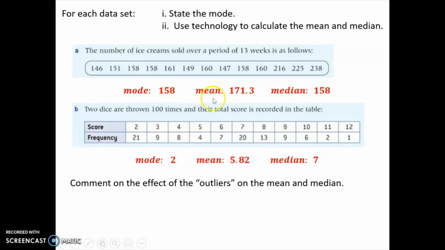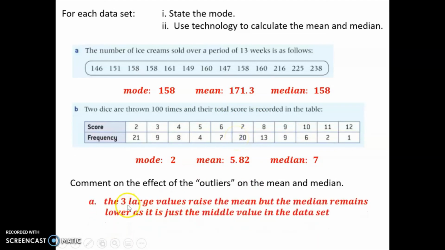And then notice what they did to the mean. Notice the mode and median stayed at 158, whereas the mean was much higher. Why? Comment on that. And then look at the second data set as well in the same way. So for A, the three large values raise the mean, but the median remains lower as it is just the middle value in the data set, right? Doesn't matter. These numbers could be in the thousands. The median would be unaffected because the median still tells you just what is the middle value. It doesn't matter how big the numbers at each end are. It just matters what position you're looking at.